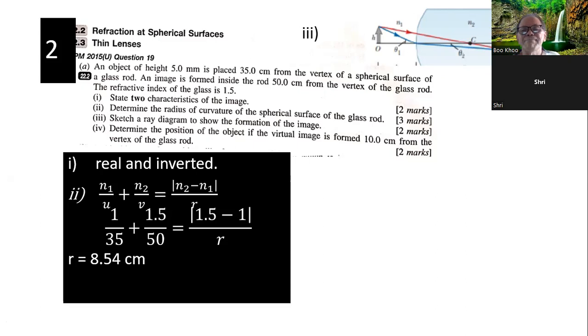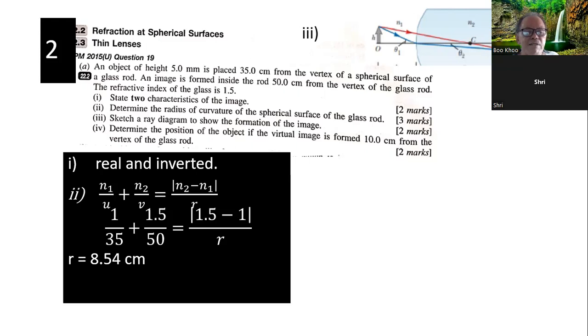Ken, anything not clear? Okay, sir. This is your normal. So instead of it going straight through, it refracts towards the normal. Whereas this one from the top will go straight to the center of curvature C.